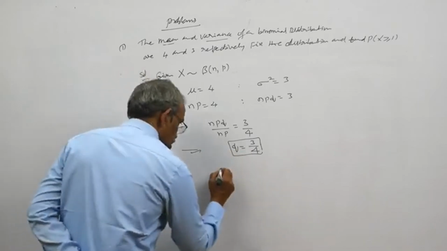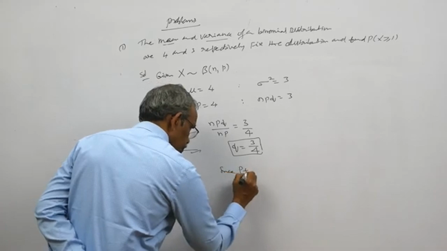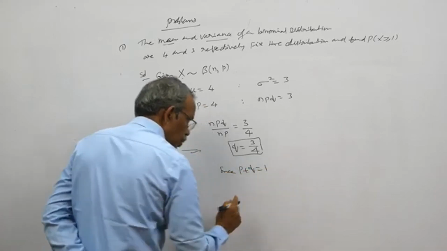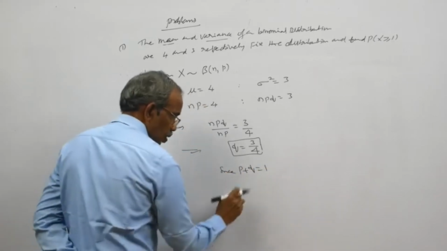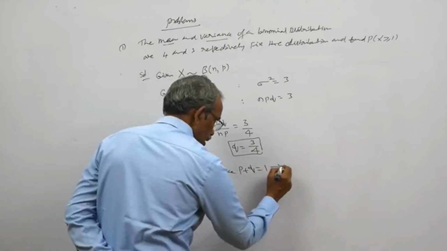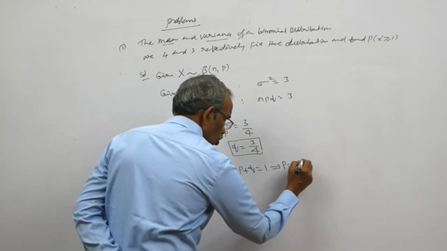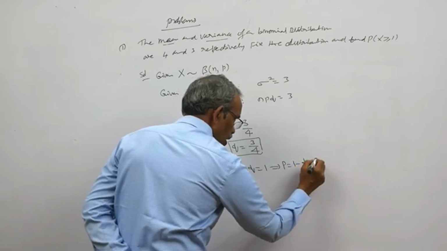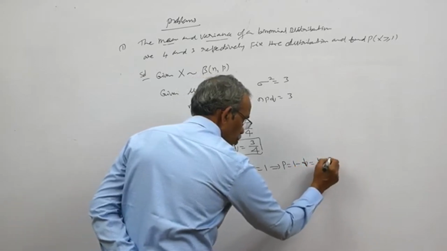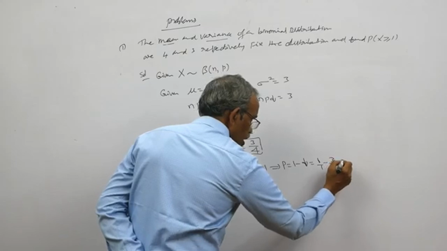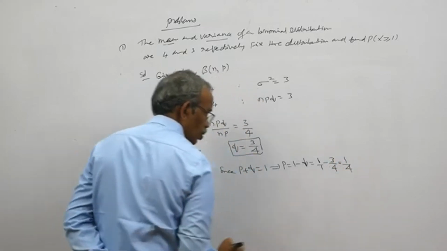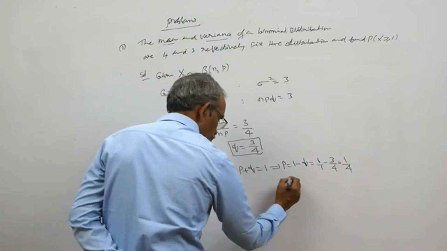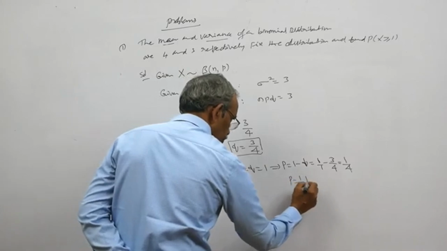Since p plus q is equal to 1, where p is the probability of success and q is the probability of failure, that implies p is equal to 1 minus q. That is 1 minus 3 by 4, which is equal to 1 by 4. And so p is equal to 1 by 4.